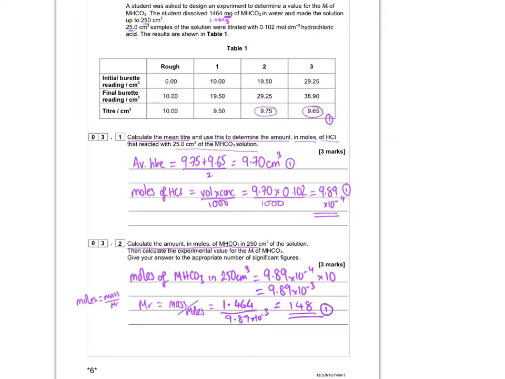So you get 1 for doing it, if you're getting the correct answer. You get a second mark here for getting everything into that equation correctly. And you get 1 mark for working out the moles in 250.